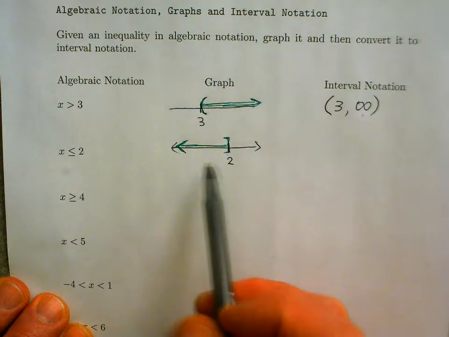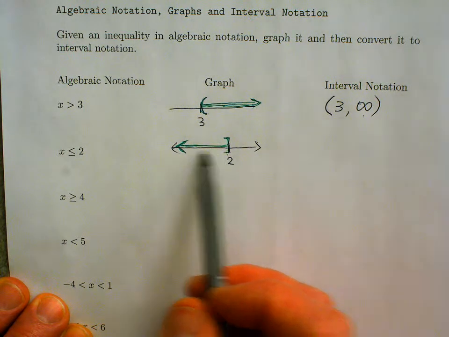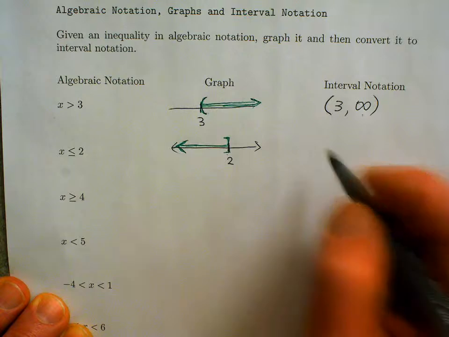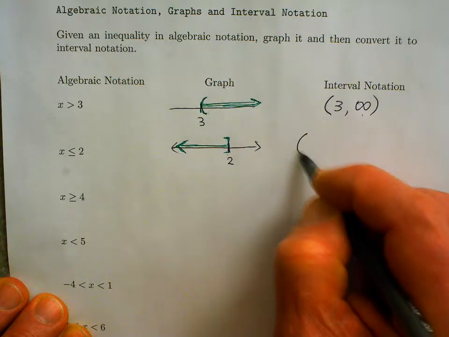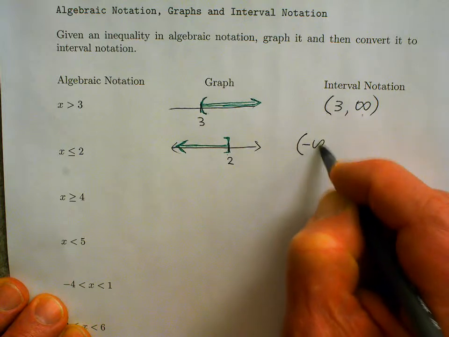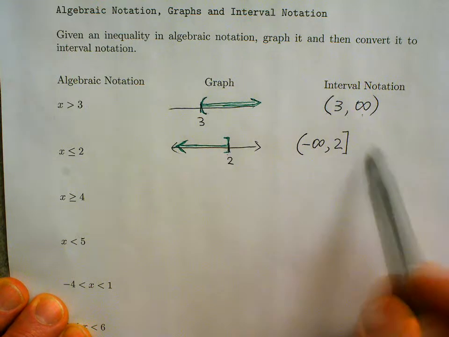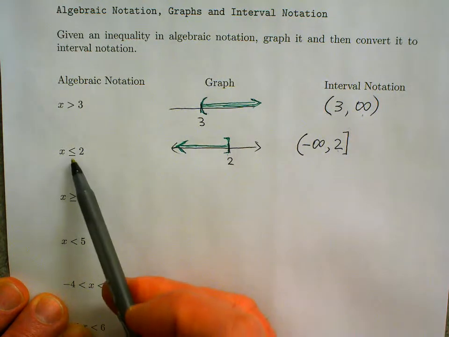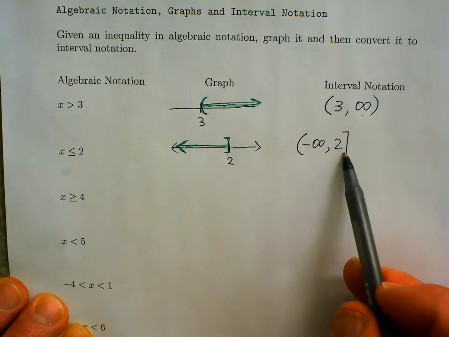Okay, well, if on the number line we keep going to the left and never stop, we're in the negative infinity direction. So negative infinity is going to be on the left, so we put a parenthesis, negative infinity, comma, 2 with a bracket. We put a bracket next to the 2 because of the or equal to 2 in the inequality. So 2 is part of the set of numbers.